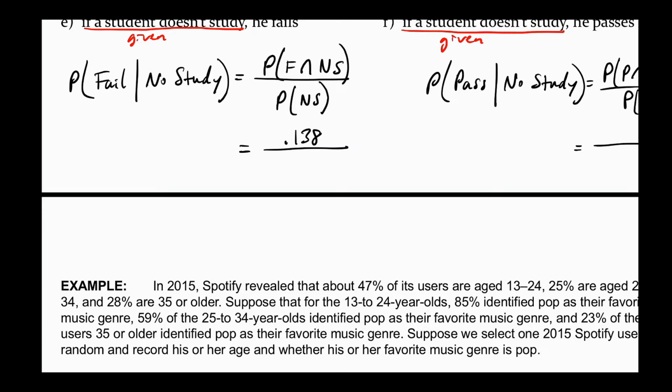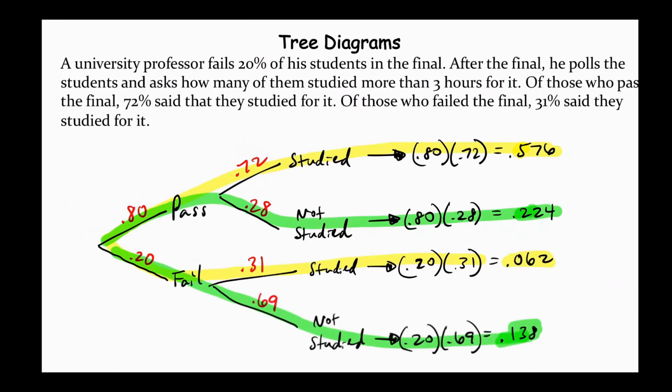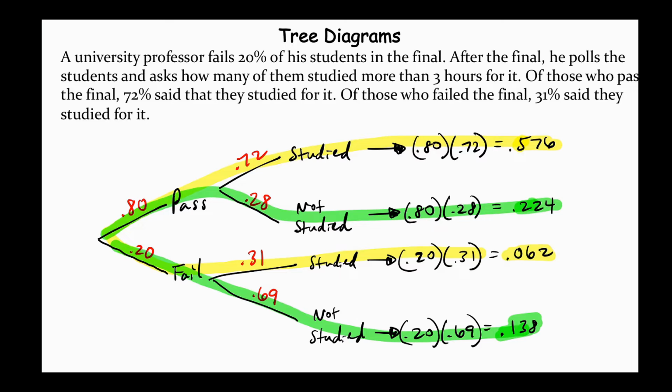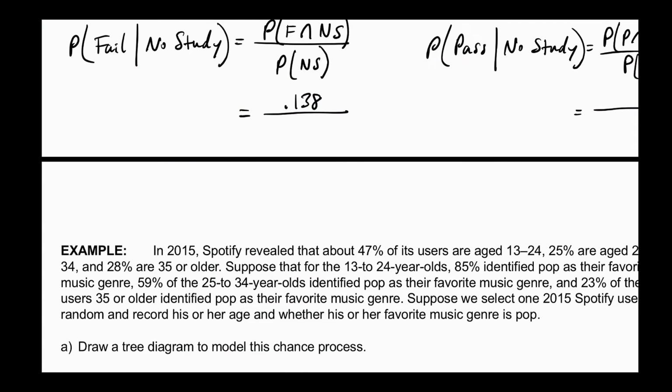And then what's the probability of no study? Yeah, there's two no studies, right? There's a no study here, and there's a no study here. So I got to add up both of these two numbers, 0.224 and 0.138. And what'd you get when you added those up? 0.362. And you divide, and what do you get? 0.381. Thank you. Okay.